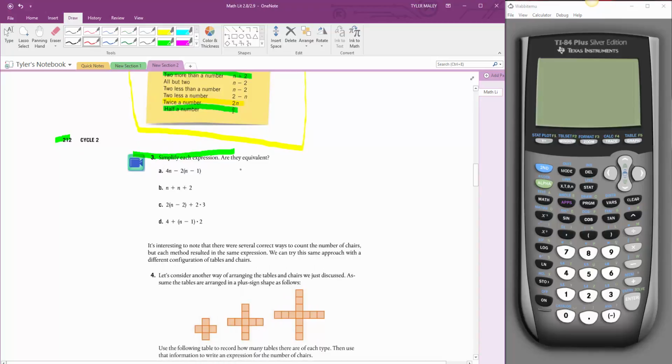Sorry about that. Alright, so I just want to simplify each part here and see if I get the same thing for all of them. So for part A, one thing I can do to simplify is distribute this minus 2 through. What I'll get is 4n minus 2n times n plus negative 2 times negative 1. So this gives me 4n minus 2n plus 2, which gives me 2n plus 2. Good.